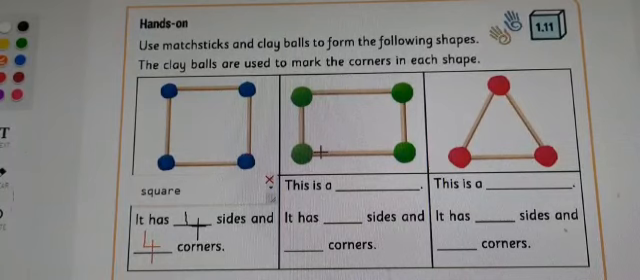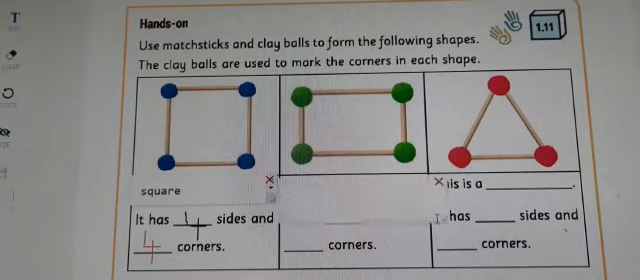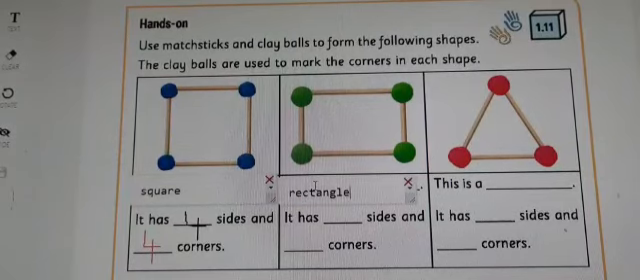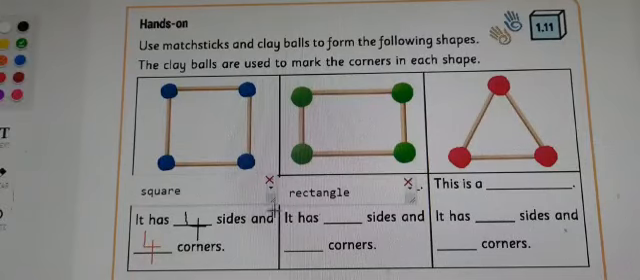Now this shape, rectangle, 4 corners and 4 sides. Rectangle spelling, shall we write? R-E-C-T-A-N-G-L-E, rectangle. The same thing, 2 long sides and 2 short sides. So, 2 plus 2, 4. 4 sides and 4 corners.